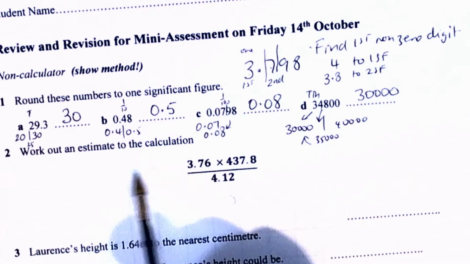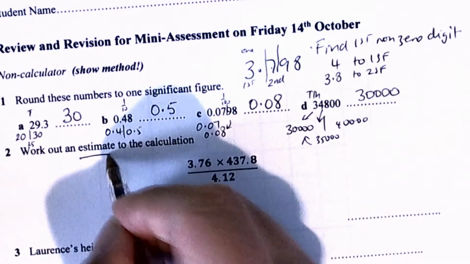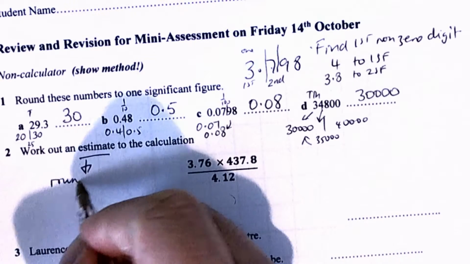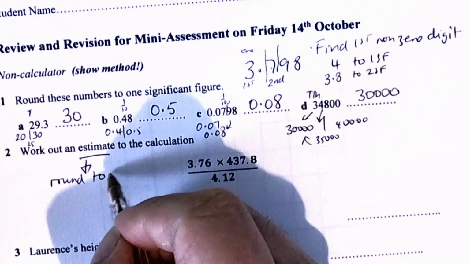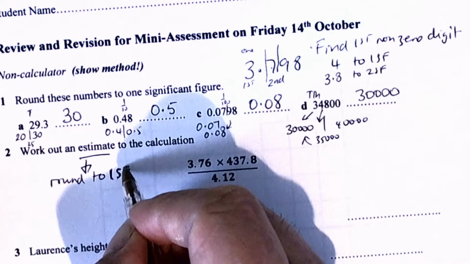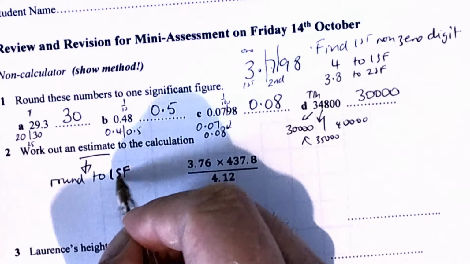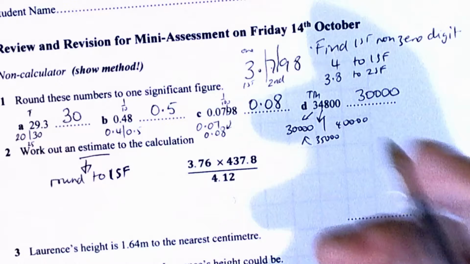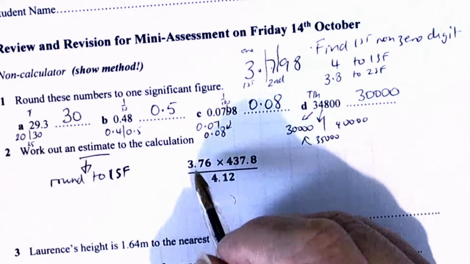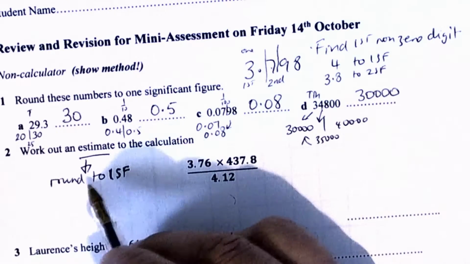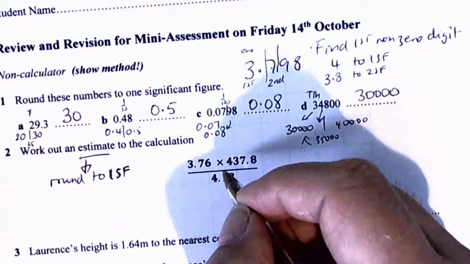This next question talks about estimating. So a good technique for estimating is to round everything to one significant figure. Not always the case, it really depends on your numbers, because sometimes you can see connections in terms of times tables, factors and multiples. That makes the calculation a better estimate by looking at numbers in the patterns. But we'll do the technique of round to one significant figure in this case.